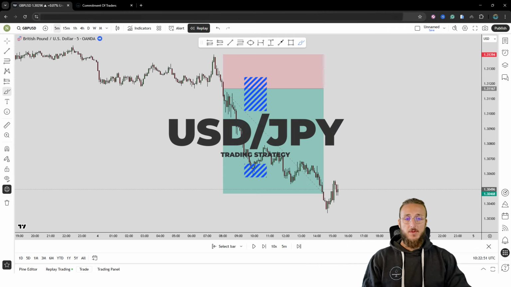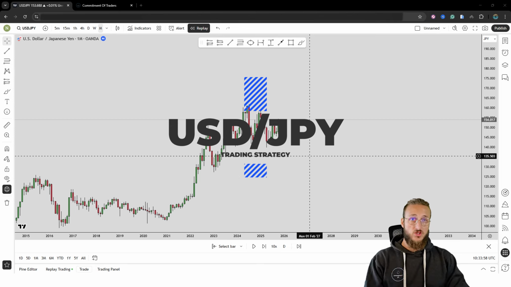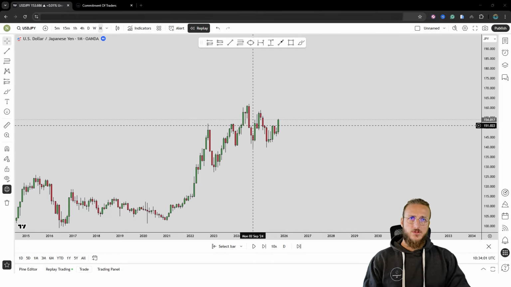The last setup I want to speak about is here on USDJPY. Here, I want to also speak about the COT aspect because I think it is quite important.